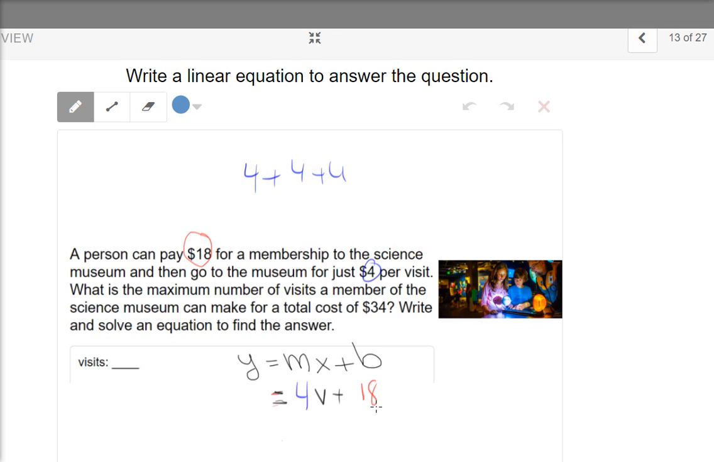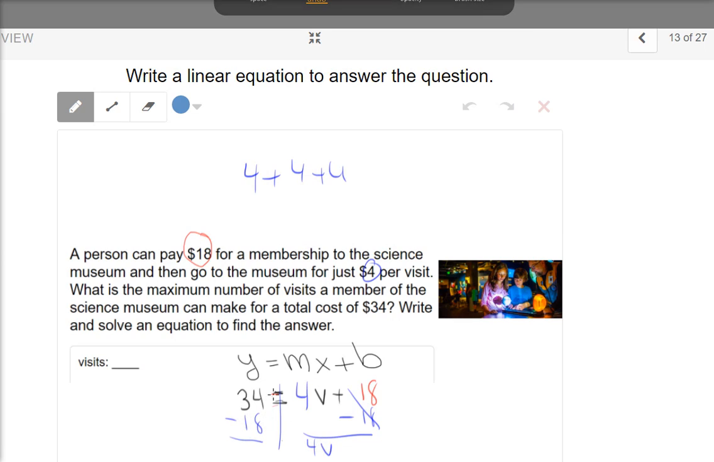So this is money. This is total money. So this is 34. Okay, so we're going to find out how many visits. If we were adding 18, we're going to subtract 18 from the left and the right. If I subtract 18 from the left and from the right, this goes away, and on the right hand side we got 4 V's.